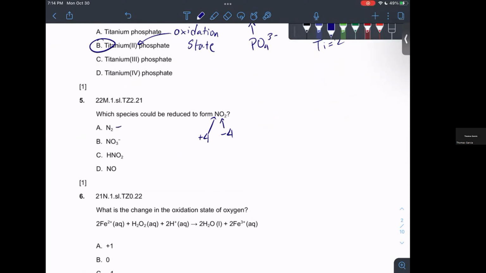So N2, 0. Nope, it has to oxidize. NO3 minus. Well, that's 6 minus, and then that has to equal -1. Therefore, nitrogen has to be a 5 plus. Oh, ding, ding, ding. 5 plus to 4 plus is a reduction. Our answer is B.